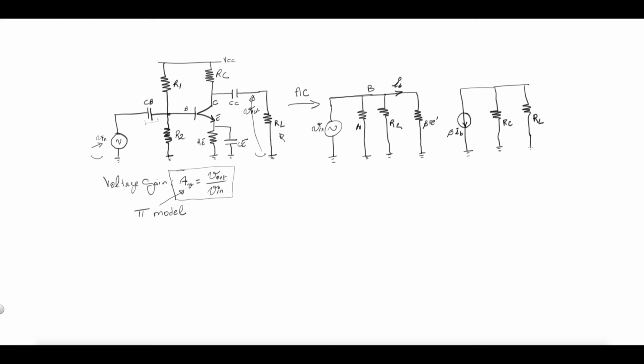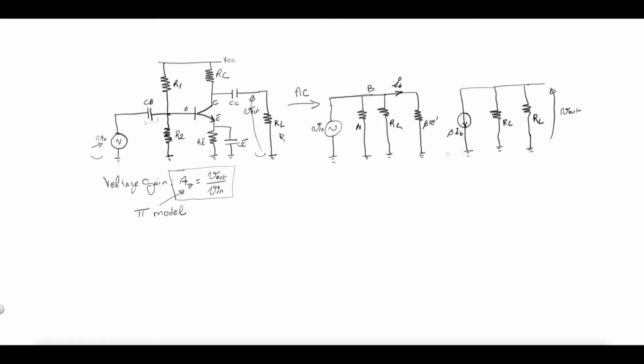So what is V out? Well, V out is against RL. So V out will be from here to here. Right? Good. So what can we do here? How can we figure out what is AV?